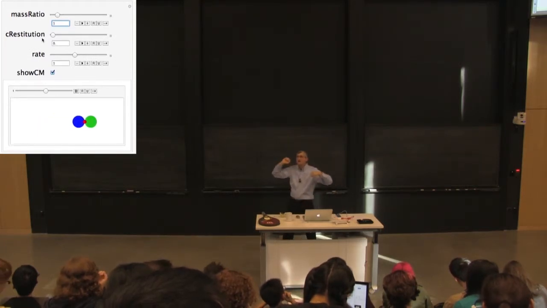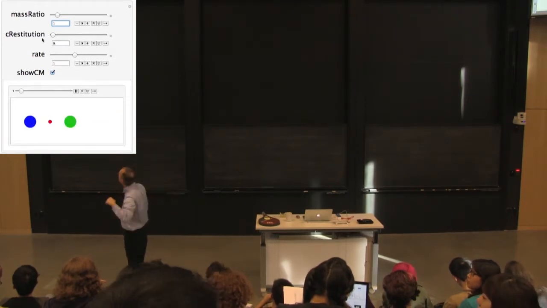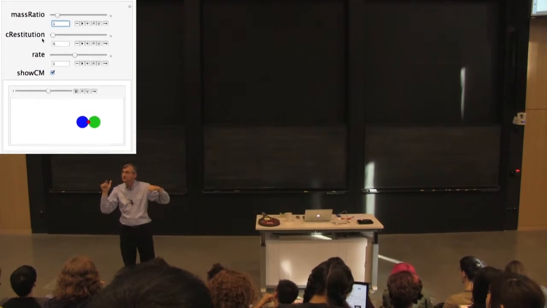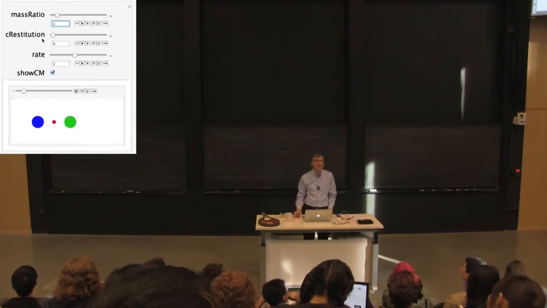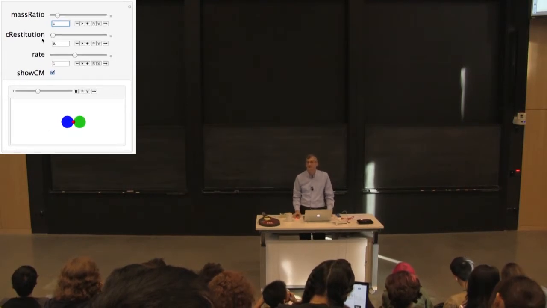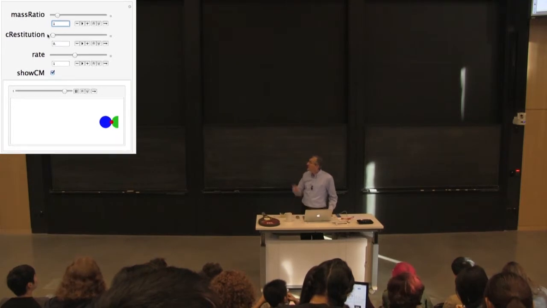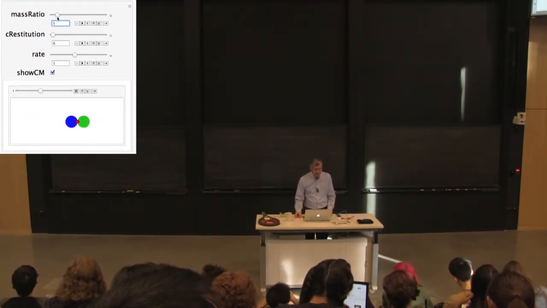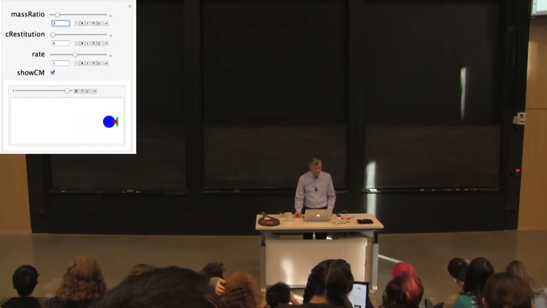Yes, sir? What would you have to change in order to get the first ball to bounce off and transfer to the other ball? And you want the first ball to go backward? Yeah. Okay. Any suggestions? Thinking about ping pong balls and pickup trucks, for instance. We would want to make perhaps the green one more massive. Let's try that. So right now the mass ratio is 1. So let me yank that up.